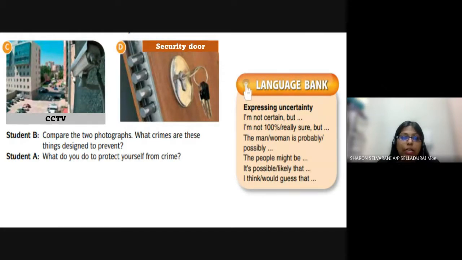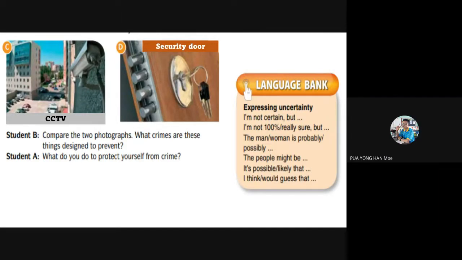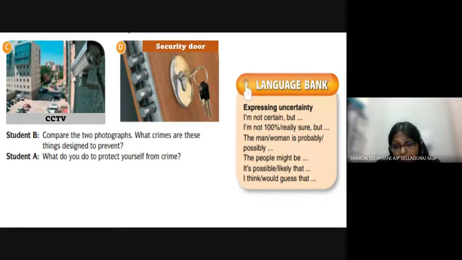Can we just put a curtain in a bank? No. Why can't you just put one? For safety reasons, right? Okay, we do not want thieves to go in, robbers to go and rob the bank, right? So that's the reason why you have security doors or security locks.